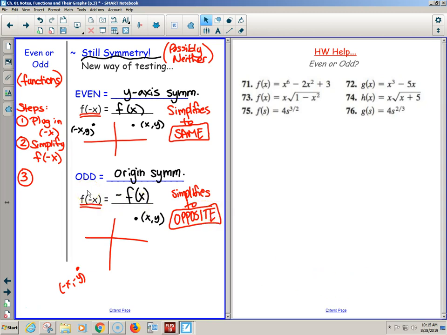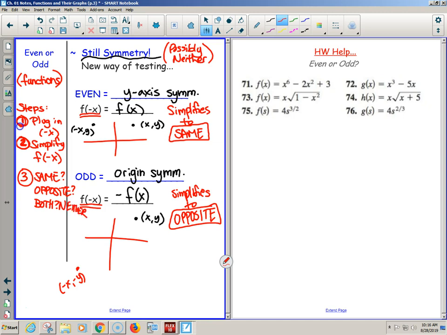So our goal when testing with even or odd is we're thinking function notation. Plug in negative x, that's step 1. Simplify f of negative x, then ask ourselves, does it stay the same? If so, even, y-axis symmetry. Does it switch the sign? Does it make the whole thing opposite? Then odd. And does it do a little bit of both? Then neither.